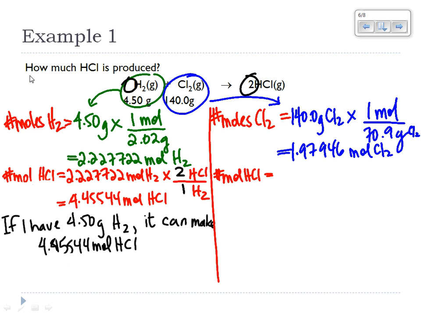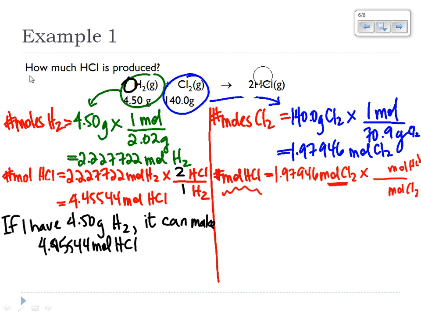So let's leave that for now and find out how many moles of HCl I can make with my chlorine gas. In this case, I've got 1.97946 moles of Cl2. And again, I use my mole ratio. Moles of Cl2 I want to cancel, that goes on the bottom. And moles of HCl I want to keep, so I put that on top. Oh, I'm running out of room. And again, my numbers I get from my balanced chemical equation. So if I look up here again, I've got 2 HCl's for every 1 Cl2. So I put a 2 on my HCl and a 1 paired up with my Cl2.